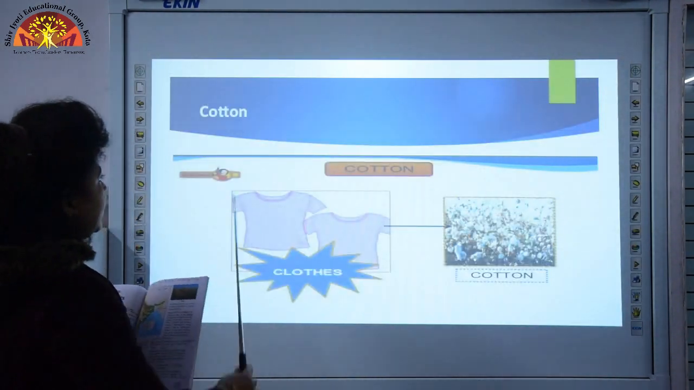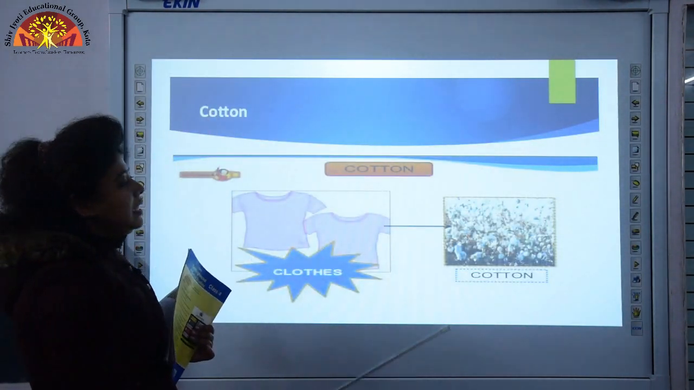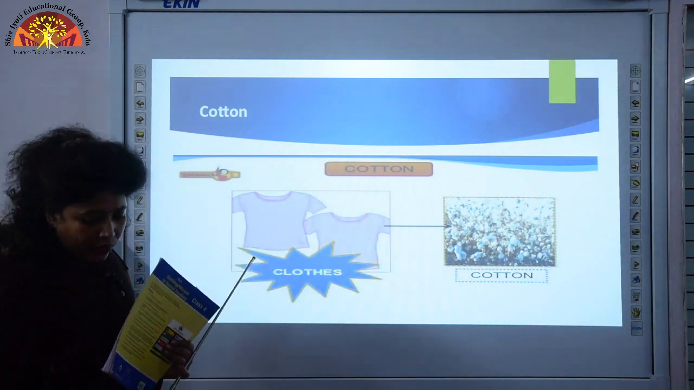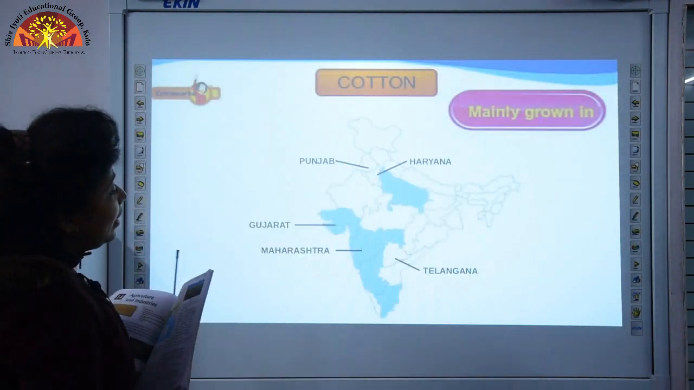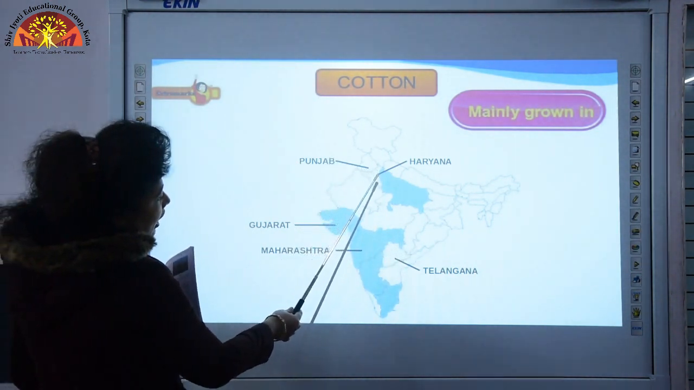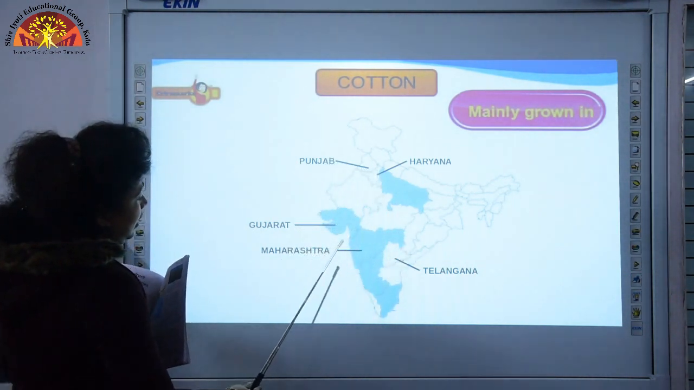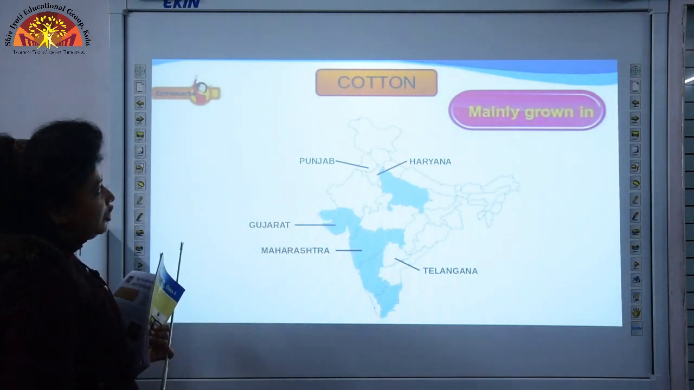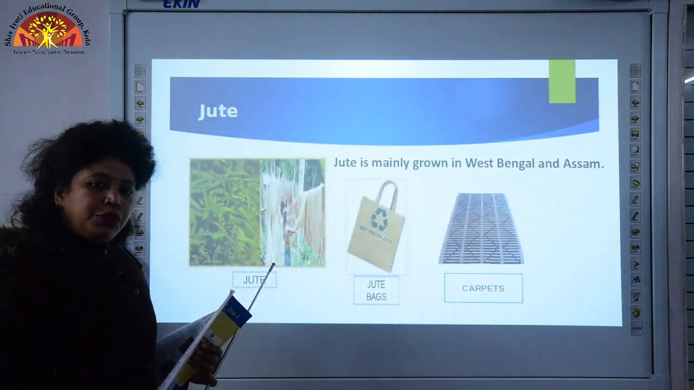Our next topic is cotton. Cotton is mainly used in making clothes and cotton is mainly grown in the states of Punjab, Haryana, Telangana, Maharashtra and Gujarat. Let's now come to jute.